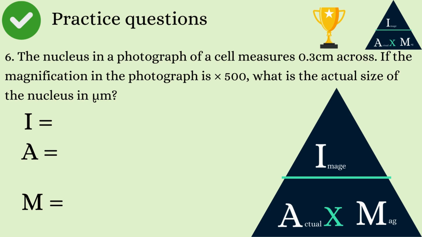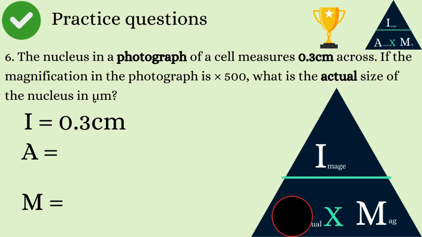So to answer this, I'm going to use exactly the same method as the green questions. We want to calculate the actual size, so I cover up A to leave me with I and M. Now the question hasn't explicitly given you what the image size is, but it has told you the photograph of a cell measures 0.3 centimeters across. This is our image, and our magnification is 500 times.